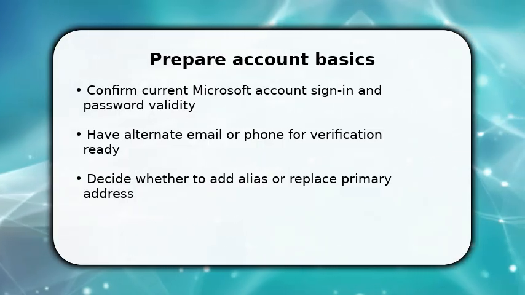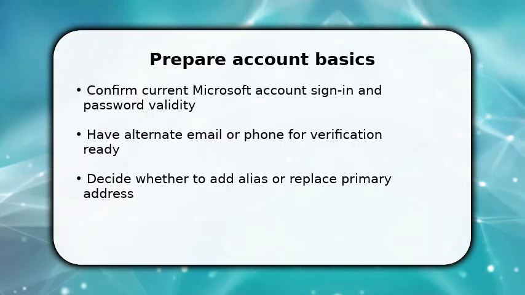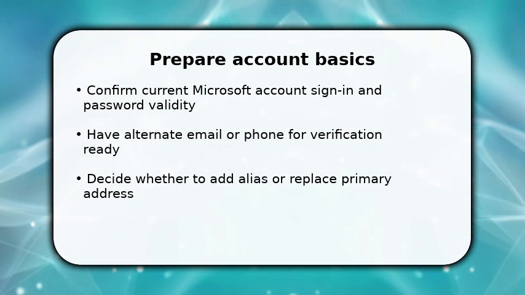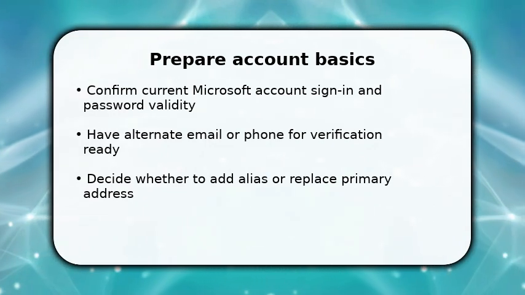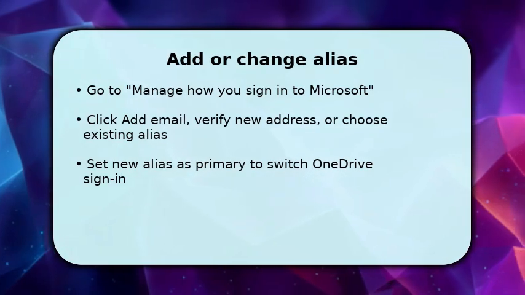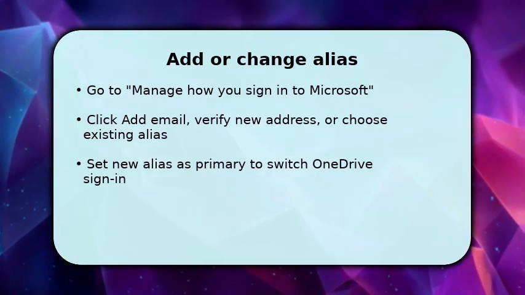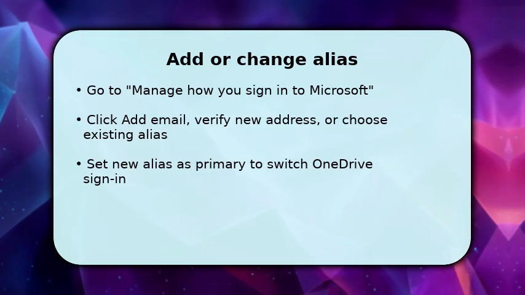Take action now by opening the Your Info page. This is where identity settings and aliases live, and where we begin making controlled updates. You navigate to the Sign-in Aliases area and click Add Email to create or attach the address you want OneDrive to use. This is safer than deleting the old address.